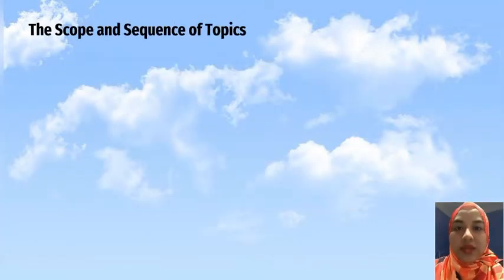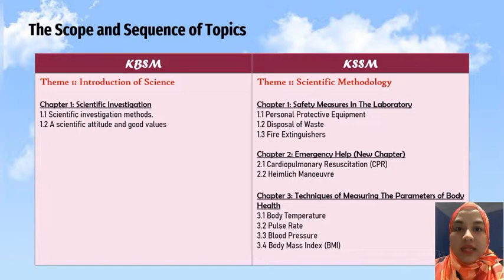Next, the scope and sequence of topics. In this part, we differentiate the KBSM and KSSM themes more deeply. Let's look at the table. For KBSM, theme 1 is Introduction of Science, while in the KSSM table, theme 1 is Scientific Methodology.